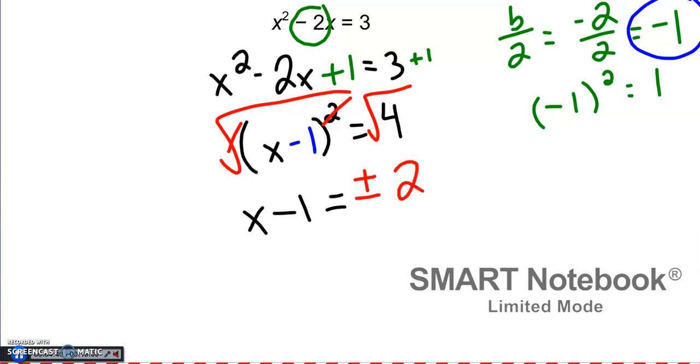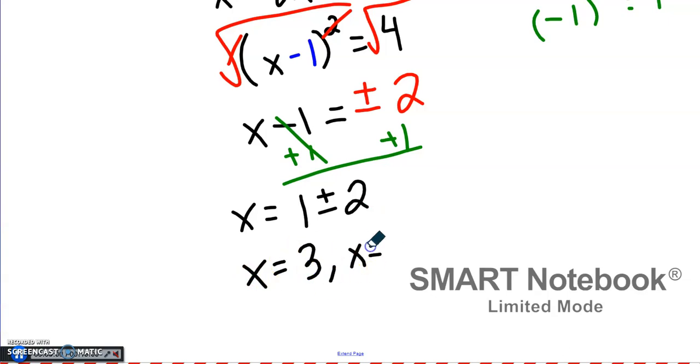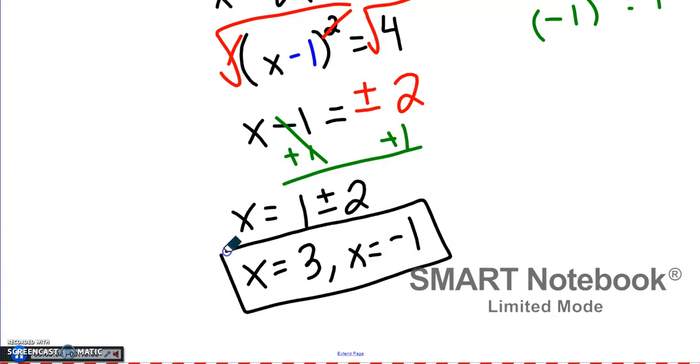We now want to get that x all by itself, so we have to add 1 to both sides. So now we get that x is equal to 1 plus or minus 2. We can simplify this down. So we get x is equal to 1 plus 2, which is 3, and x is equal to 1 minus 2, which is negative 1. All right, sweet.